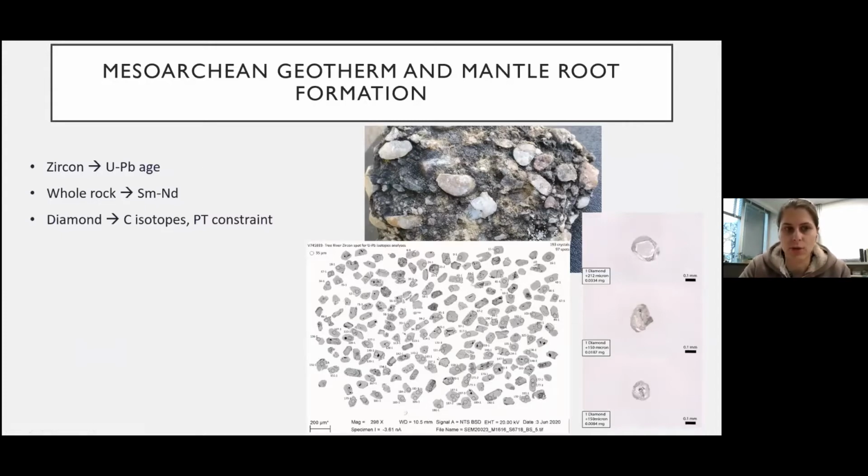So today we'll be looking first at the zircons and how these detrital zircons can supply us with the maximum deposit age and thus the minimum age for the diamonds. We'll also look at some samarium-neodymium isotopic compositions from the whole rock from this conglomerate, as well as the recovered diamonds, and how we can use these to determine a geotherm for the Mesoarchean. On the right, you can see an example of the three diamonds that were recovered. They have cubic to octahedral morphologies, and on the left, you see an example of some of the zircons that we analyzed.